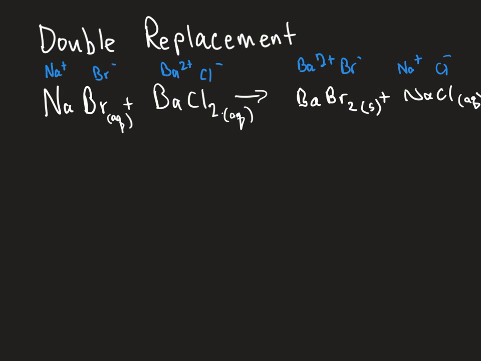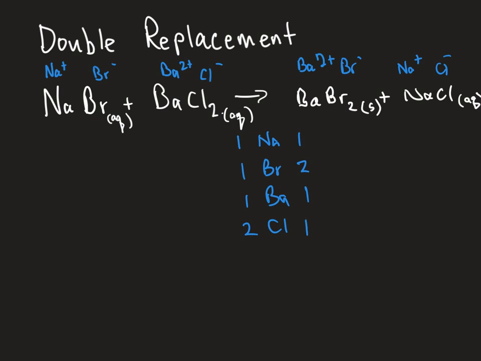We do need to do our atom count to make sure that it's balanced. We have 1 sodium on the left, 1 on the right. We have 1 bromine on the left, but 2 on the right. And we have 1 barium on the left and 1 on the right, and 2 chlorines on the left and 1 on the right. Excuse me, I said 2, it should be 1.